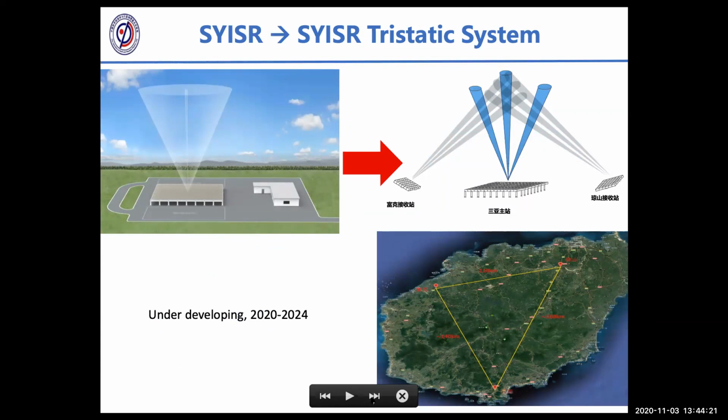Then in the future, between 2020 and 2024, we are going to expand. We are going to develop 3 stages of incoherent scatter radar. Basically, we are going to build 2 other receivers in 2 other locations over the Hainan Island. Finally, it is going to be an incoherent scatter radar with 3 receivers and 1 transmitter over the low latitude channel. We call it the SESAR tristatic system. This system is actually pretty similar to ISCAT 3D.